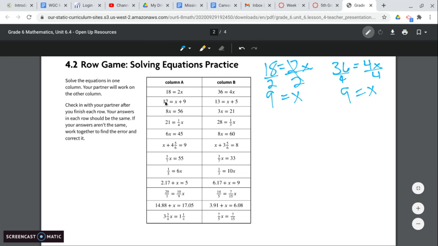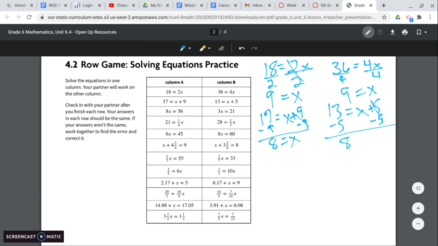All right, the next row, we have 17 equals x plus 9. Here, we aren't going to divide because what's happening is we're adding, so we need to subtract. So it's always the opposite operation. We added, so to undo it, we're going to subtract. So 17 minus 9 is 8, so x equals 8. If we look at 13 equals x plus 5, we subtract the 5. 13 minus 5 is 8, so x equals 8 in both of those.